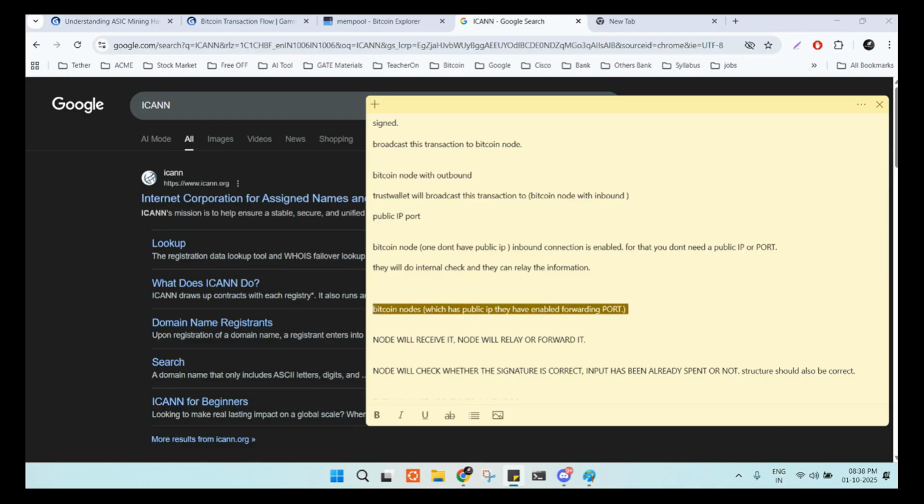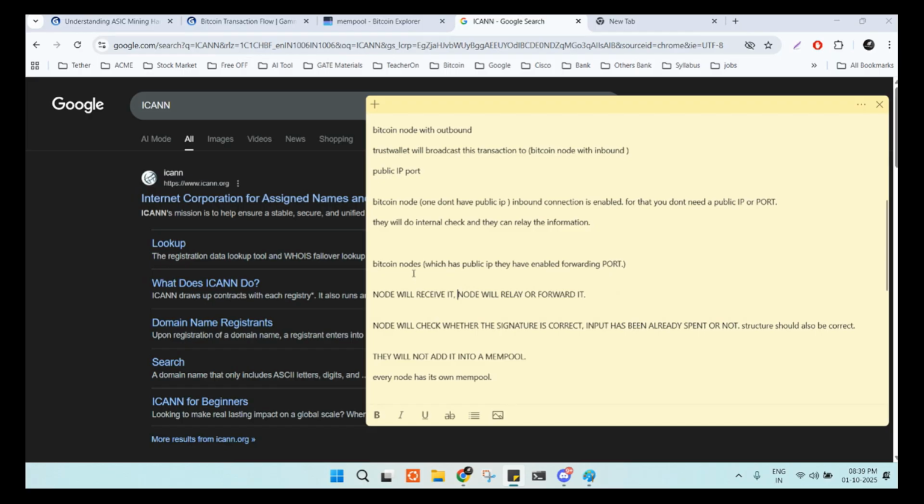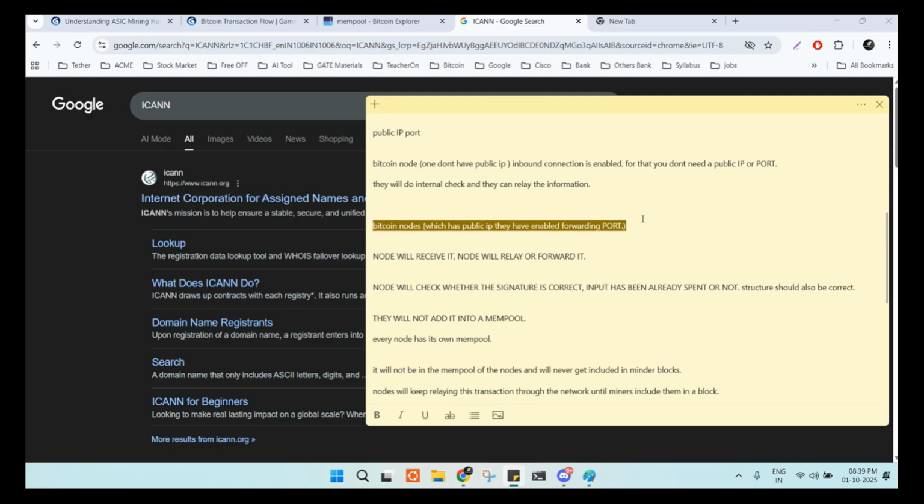Yeah, but I'm confused actually. I'm not getting how Trust Wallet is directly sending my transaction to that first one, this one. How are they sending it? For this highlighted one which you are saying, the Trust Wallet will directly send first to this, right?